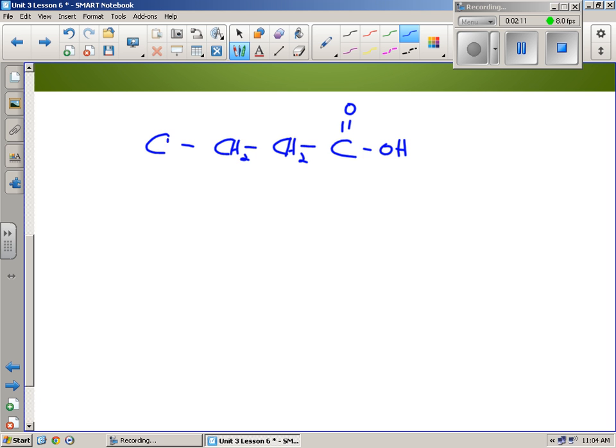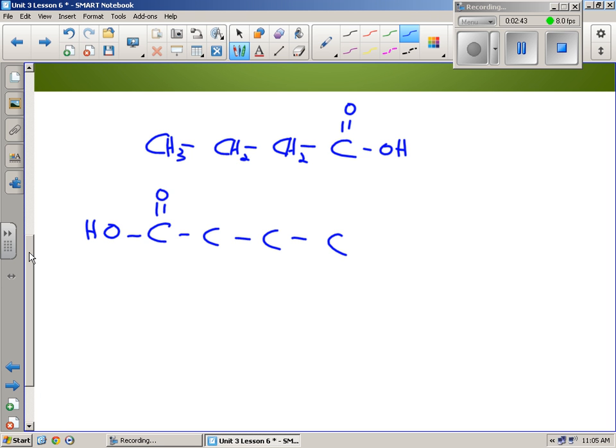Now, some of you may want to write this backwards, so you put the double bond O on the left-hand side. I'm going to tell you right now, more often than not, you're going to see it like this. I'd rather you do it like this because it's going to help with the reactions later. However, you could see this here, but remember, this will be double bond O. This will be OH like so.